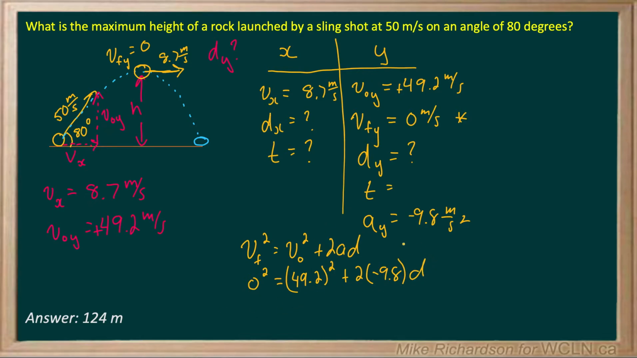So bringing all of this to the other side, 2 times negative 9.8 is negative 19.6. And if I bring all of that to the other side, I get positive 19.6. D is 49.2 squared, all divided by 19.6, which gives me dy is 124 meters. And it's positive because it's on the way up.